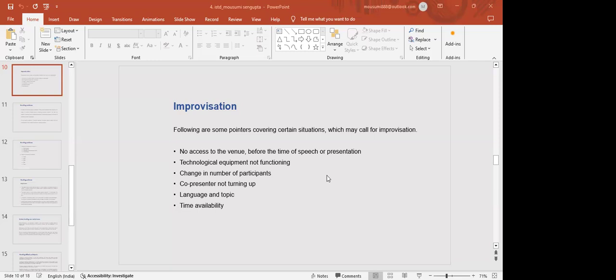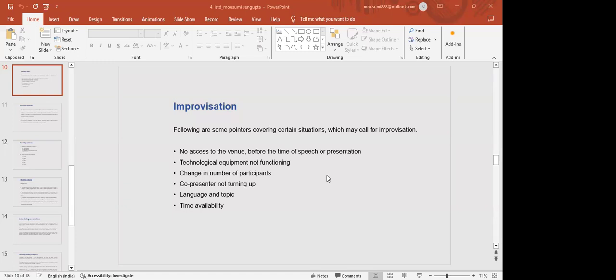Language and topic, depending on the nature of the audience, as we have discussed earlier. We have to decide what kind of language has to be used, and if the topic needs to be modified a little bit based on the demand of the audience, that also sometimes you do. For example, you have decided to talk about certain advanced features of some programming, but then the audience who are there, they have started asking some questions. A substantial number of audience members have asked certain very basic questions about programming, and then you cannot move to the advanced one.